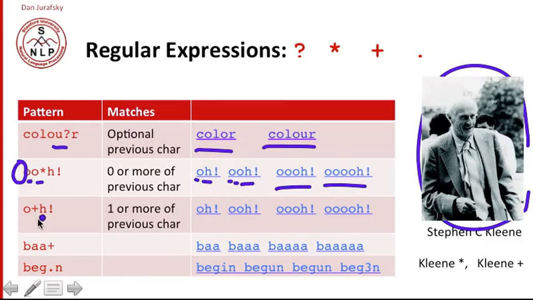Sometimes more simple, we can have the Kleene plus, so that means one or more of the previous character. So there's our O followed by the plus, meaning one or more O. So there's one O, there's two O's, three O's, and so on. And the dot is a special character meaning any character. So BEG dot N can match begin, begun, BEG 3N, it matches anything.